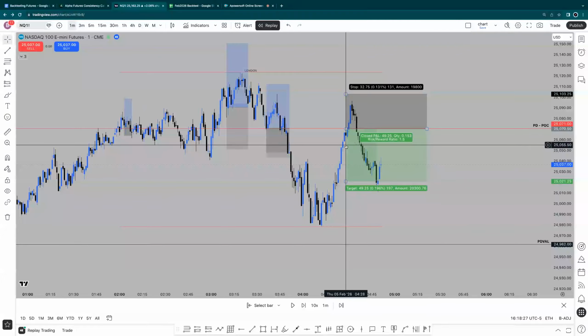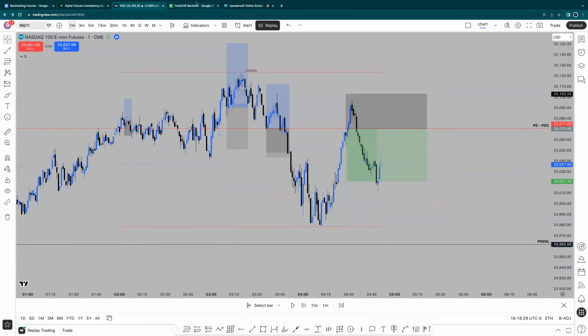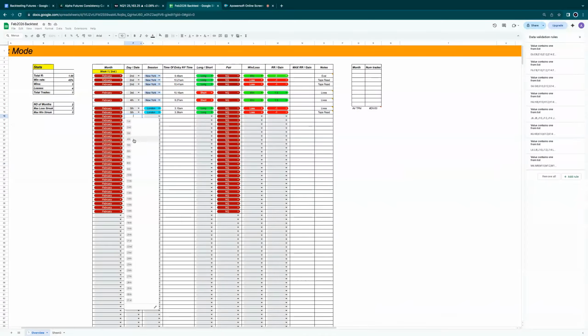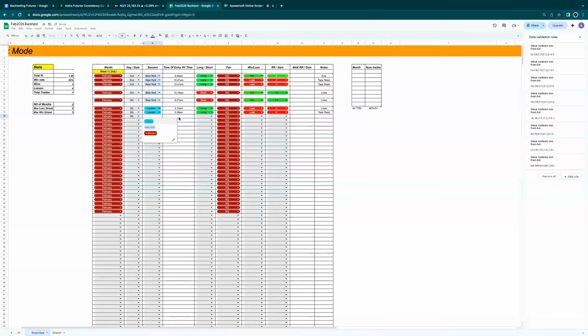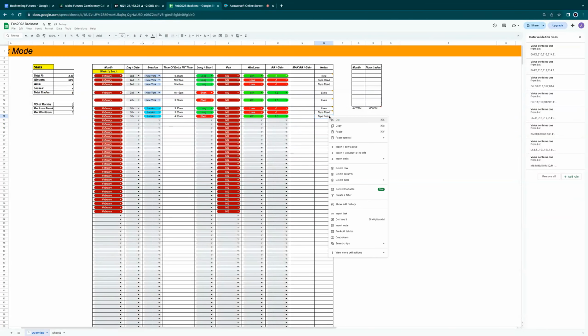So we got 4:28, so still in the London session on the 5th, 4:28 a.m. We shorted. It would have been a win, and it would have been 1.5 R. We didn't make it a tape read trade, so no cheating. And I will note why I made it a tape read trade.